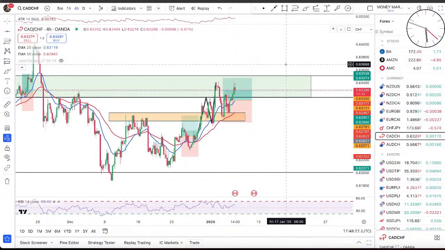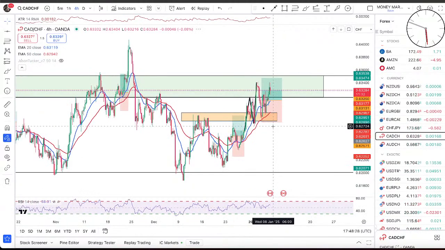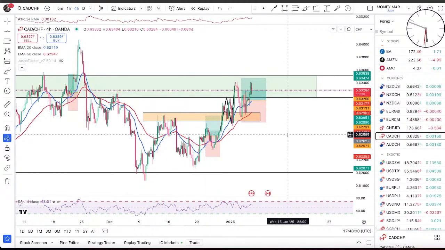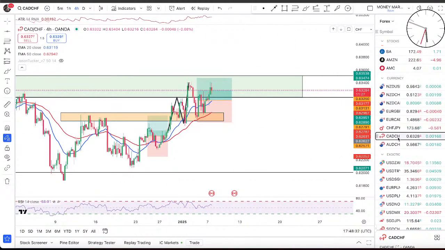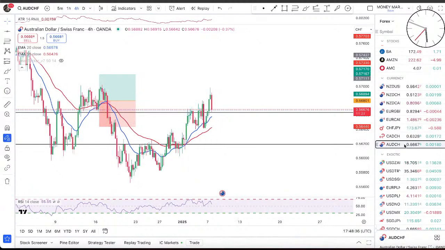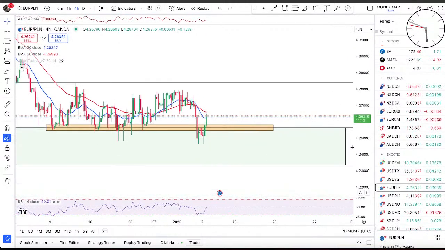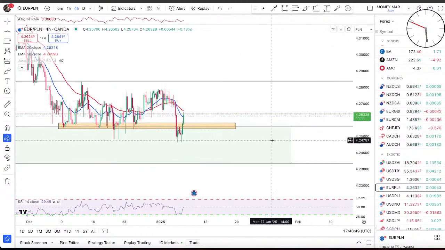CAD CHF, we are already in the trade. Let's hope it goes up, hits our take profit. That's a level of resistance as well. A bit risky here, but let's see how it goes. Let's do a quick one for Thomas, if you're watching. Nicely pushing up from here.